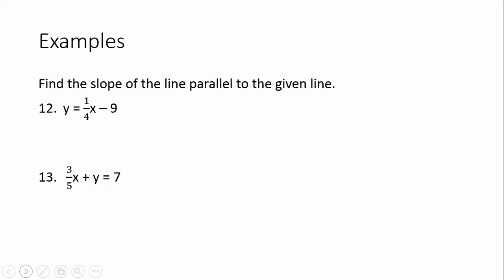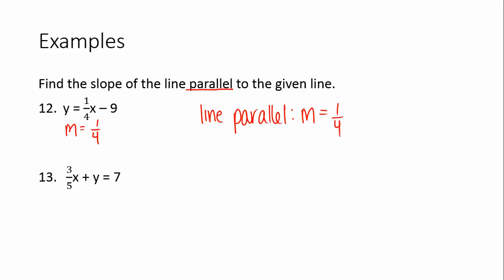Now we want to just find the slope of the line that's parallel to the given line. So again, we want them in y equals mx plus b form. And the trick here is we want the slope of the line parallel to the line we're given. So first we have to look at the slope of this line. The slope of this line is 1/4. We want the line parallel, and it would also have a slope of 1/4 because parallel lines have the same slope.